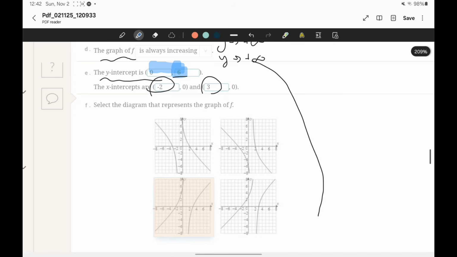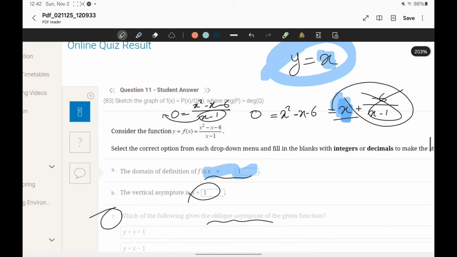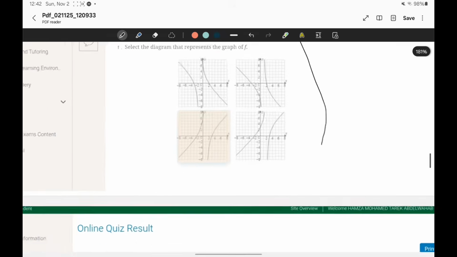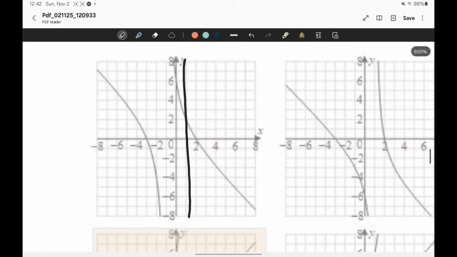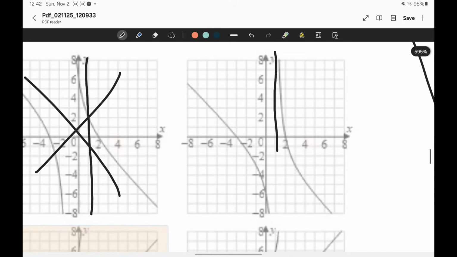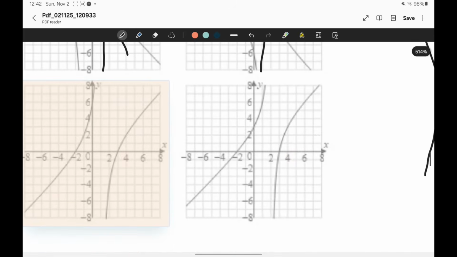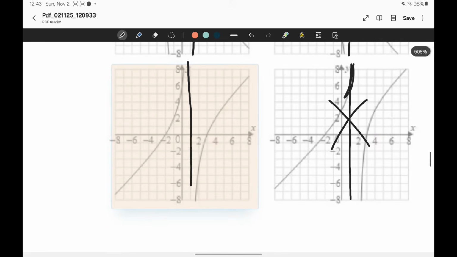We said that there is a vertical asymptote at x is 1, so it's never going to touch the line x is 1. Here it touches, so this one's wrong. Here we'll draw a line at x is 1. This one doesn't touch, so this could be correct so far. Here it touches and this part goes over it, so it's wrong. And here it doesn't touch, so it could be correct.